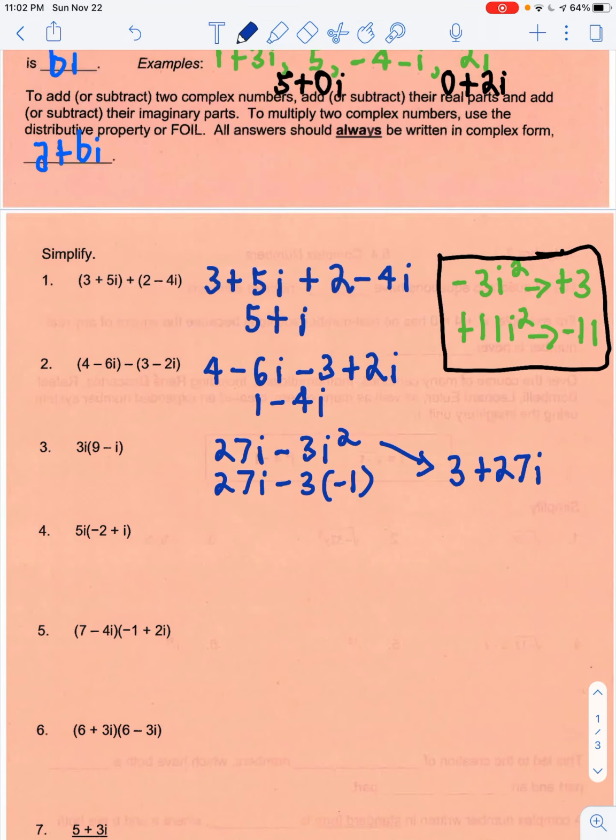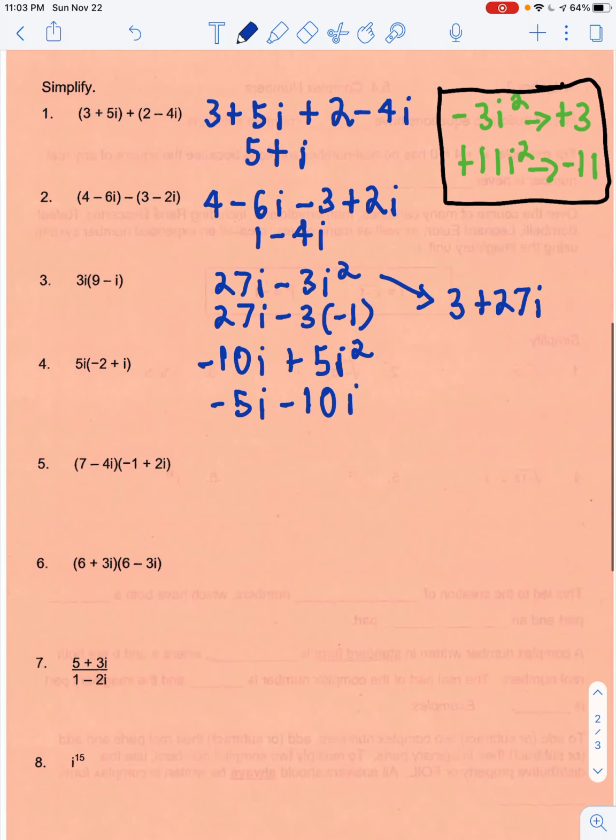All right, let's continue. In the next problem, we are taking 5i times negative 2. That would be negative 10i. And then 5i times a positive i would be positive 5i squared. Of course, using my little shortcut, that means the 5i squared is really negative 5, so we have negative 5 minus the 10i.